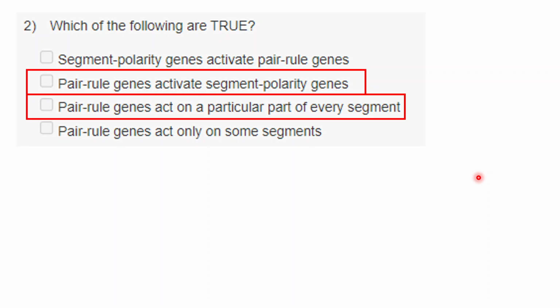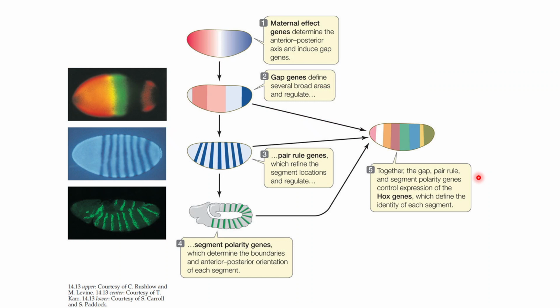While the other two statements, statement 1 and 4, are not true. Segment polarity genes do not activate pair rule genes, and pair rule genes do not only act on some segments, whereas they act on a particular part of every segment. So these two statements will be the correct answer. Now let us understand the hierarchy between pair rule genes, segment polarity genes, and all the axis specification, all the zygotic genes that come into play after gap genes, right?